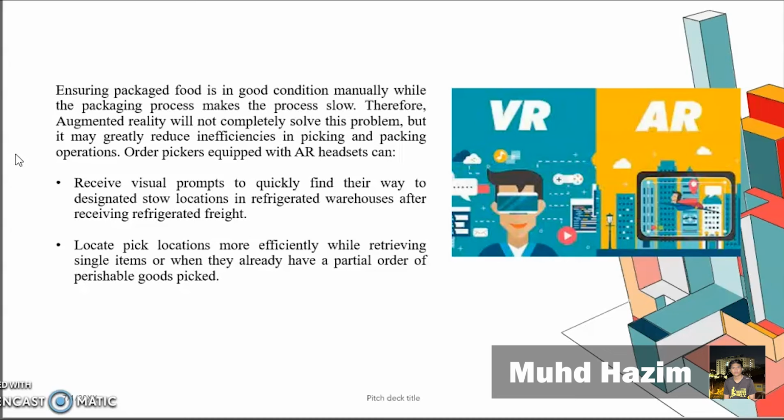So what are the benefits for order pickers equipped with AR headsets? Firstly, they receive visual prompts to quickly find their way to the designated location in the refrigerated warehouse after receiving the refrigerated freight. The second is to locate pick locations more efficiently while retrieving a single item, or when they already have a partial order of perishable goods picked.